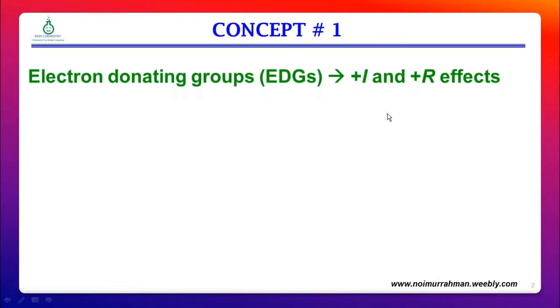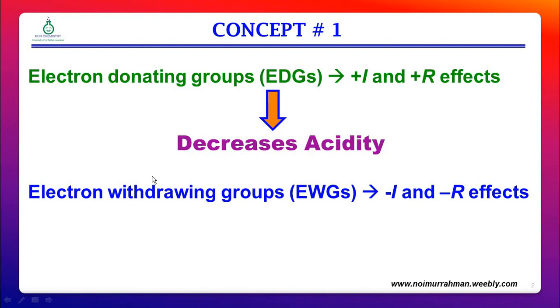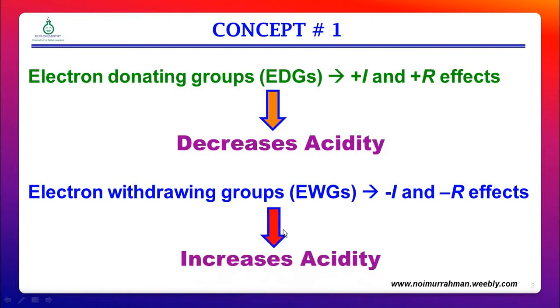Concept 1. Electron donating groups are those groups which can exhibit +I and +R effects. An electron donating group, if present in a molecule, decreases its acidity. Similarly, an electron withdrawing group, if present in a molecule, can exhibit -I and -R effects, thus increasing acidity.